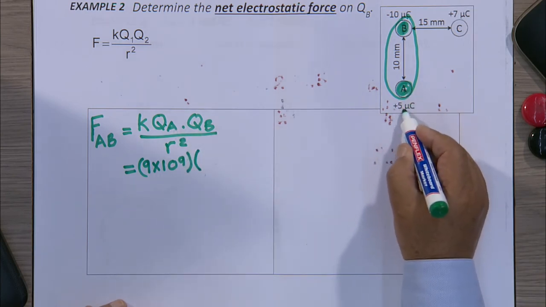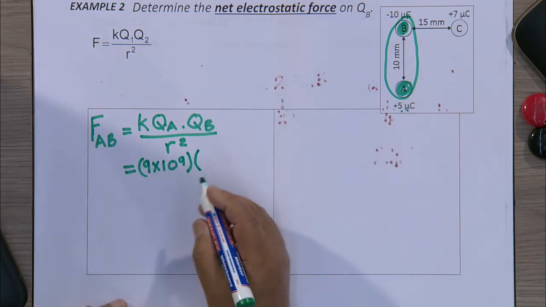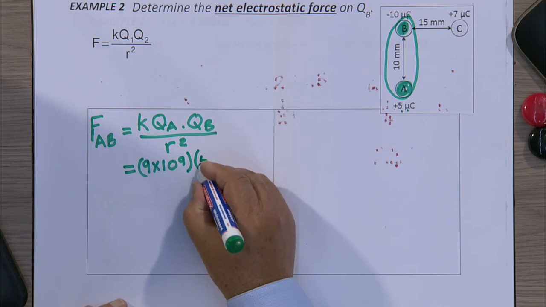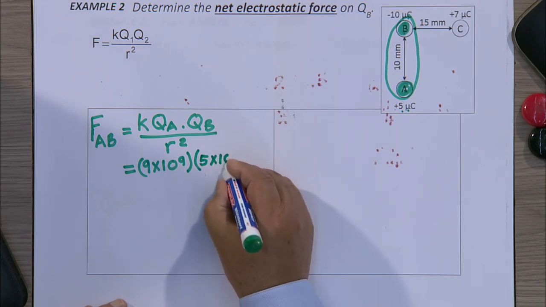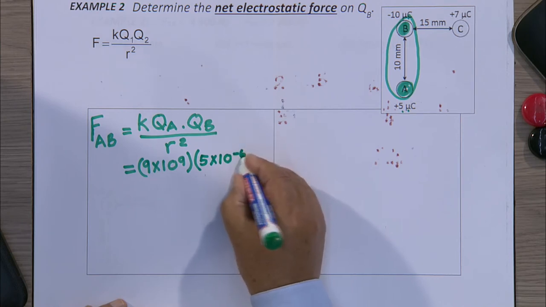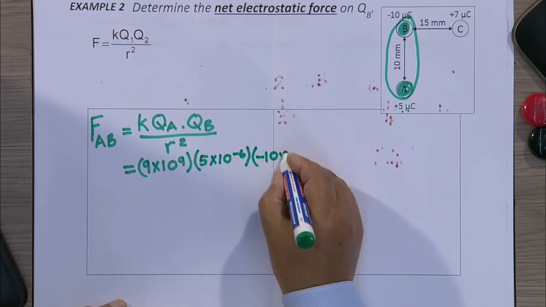And charge A is 5 microcoulombs. Make sure you understand that. It is 5, micro means 10 to the power minus 6 coulombs. And charge B is minus 10 microcoulombs.